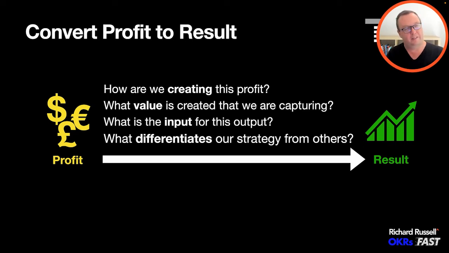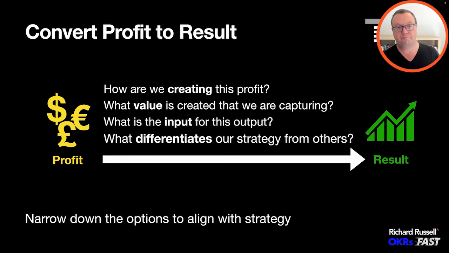But even in some sense, if you get really stuck with this, profit kind of things tend to be the same for different companies. It could be a completely different company, it could be a competitor. They'll often have the same kind of goals for revenue, for cost, for margin, all that sort of stuff. What differentiates our strategy from other people in the same sort of industry? What are we doing that's different? What's what we're trying to do? Because what we're trying to do is the result that we're trying to create that's going to give us the profit. So what you're really doing here is trying to narrow down the options to align with your strategy.